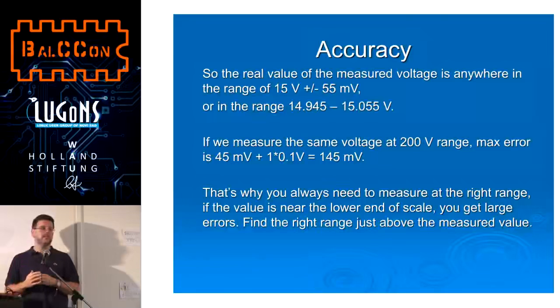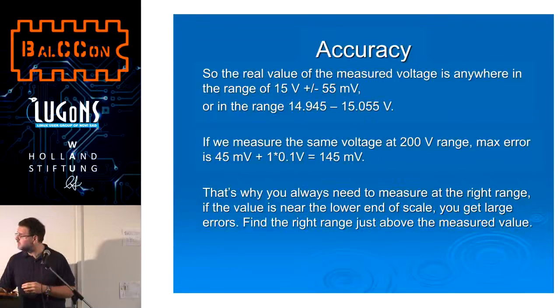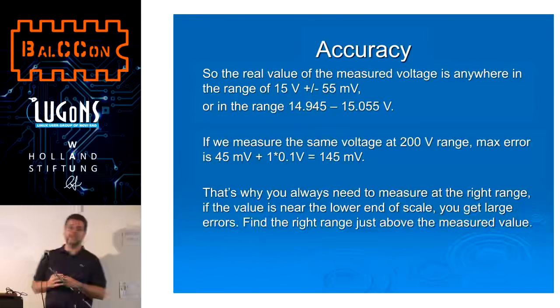And two digits accuracy, or 1 digit, it should say +1, not +2. Okay, but okay. One last digit on the 20 volts range is 10 millivolts. So in total, the worst case error is 55 millivolts. That means if I'm going to measure 15 volts on this multimeter, the real value is somewhere between these values. That means an error.